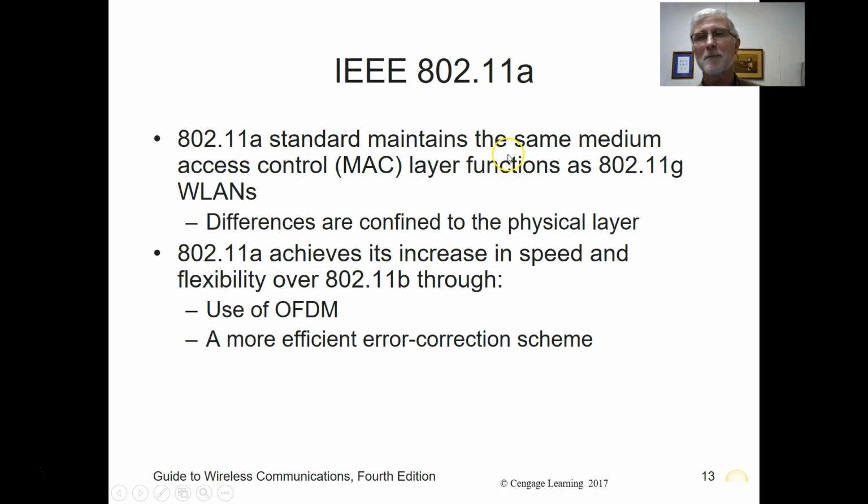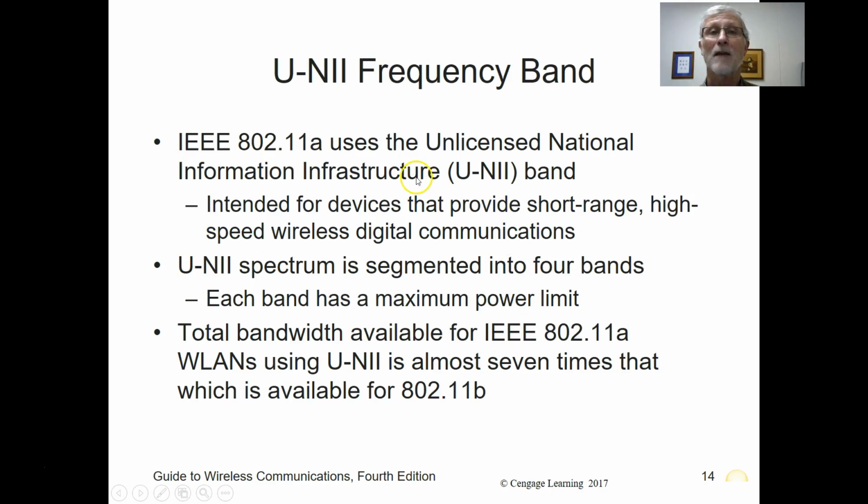Now 802.11a, the standard maintained the same media access as far as speeds are concerned, but all the differences are now confined to the physical layer. Now, 802.11a achieved its speed over B by the use of OFDM and a little bit better error correction scheme. 802.11a operates at a little different frequency, the unlicensed band, definitely for shorter range, higher speed access.